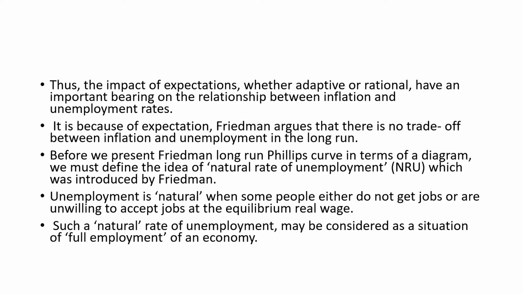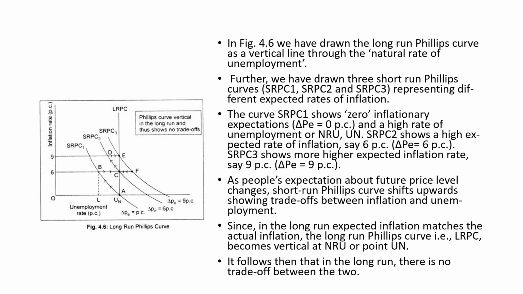It's very important to understand the long run Phillips curve in terms of a diagram, where we can see the natural rate of unemployment, which was introduced by Friedman. Unemployment, as per Friedman, is natural when some people either do not get jobs or are unwilling to accept jobs at the equilibrium real wage rate. So that means that there is a kind of involuntary unemployment. Such a natural rate of unemployment might be considered a situation of full employment in the economy. In this figure, you can see the shifting of the Phillips curve.